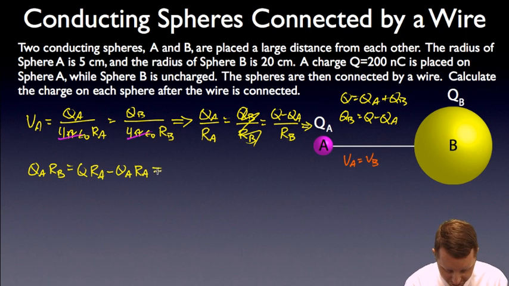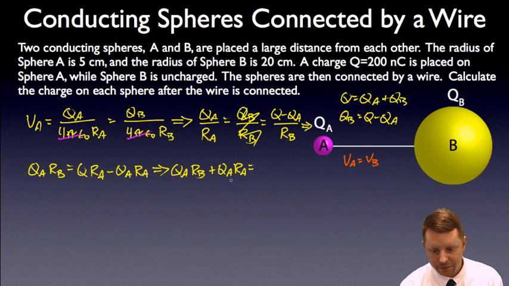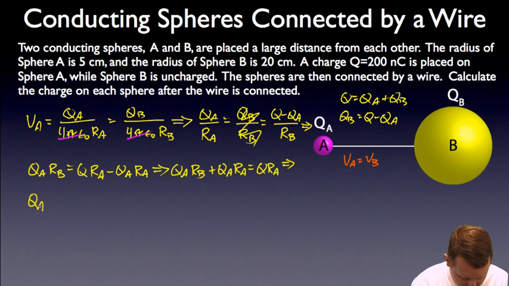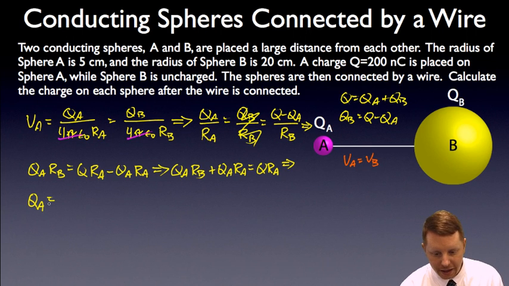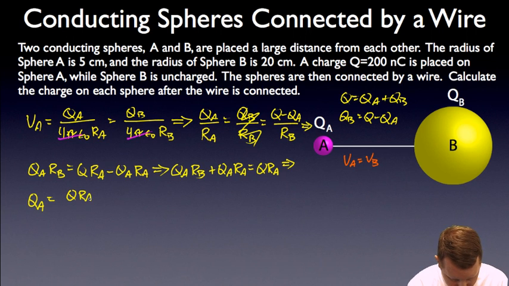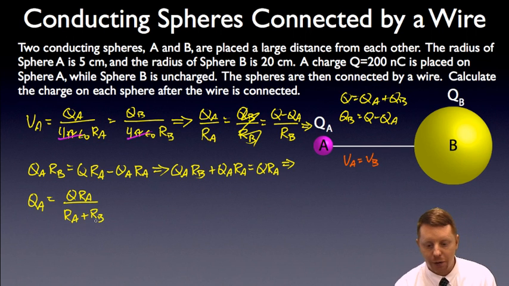All right, a little bit more algebra here. We could say that QA RB plus QA RA equals Q RA, or solving for QA, the charge on A must equal Q RA over RA plus RB.